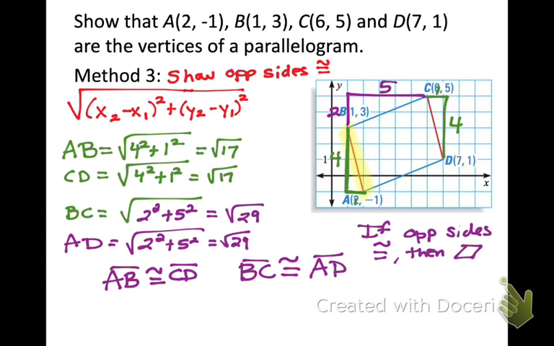You choose slopes, midpoints, or distance formula. Distance formula. Shut up, Owen.